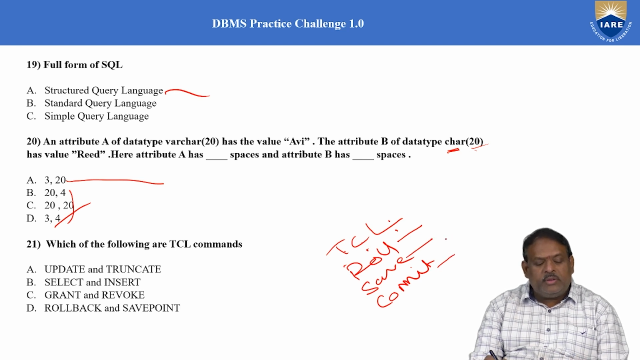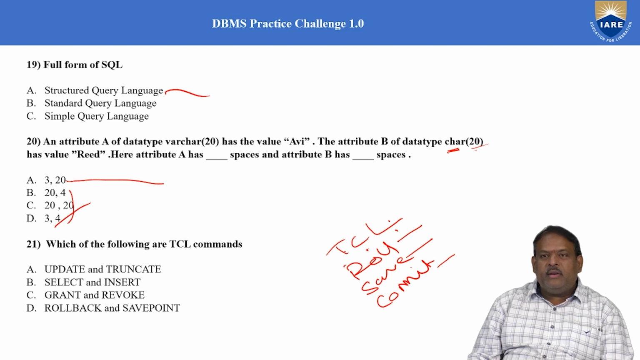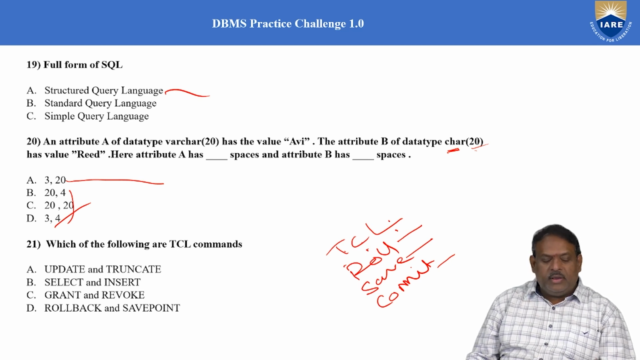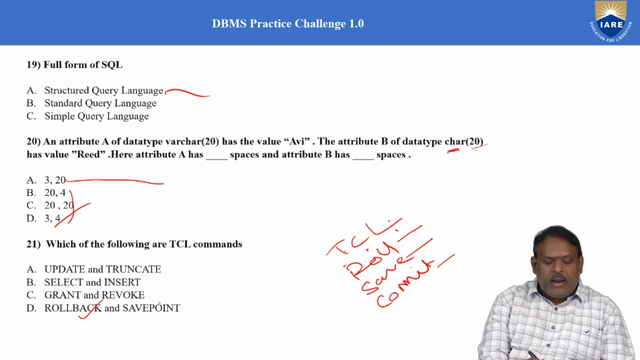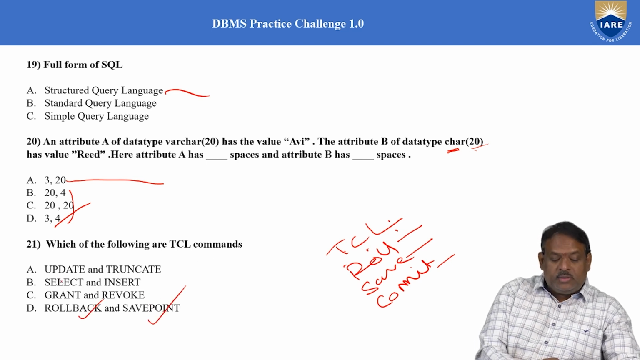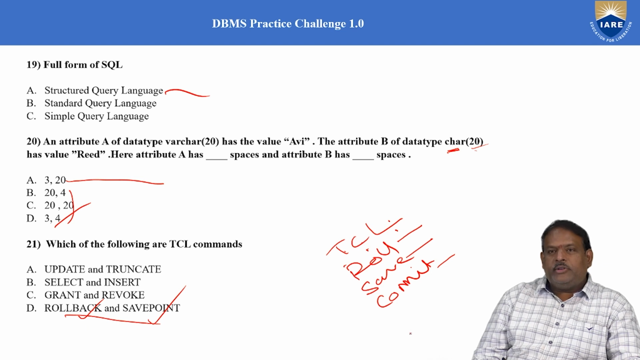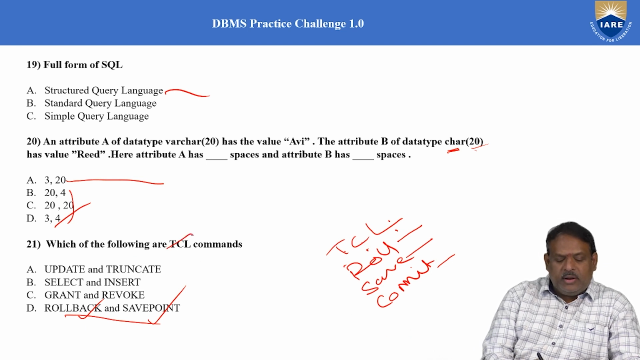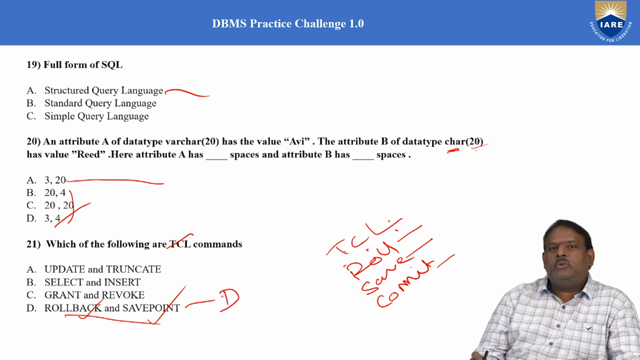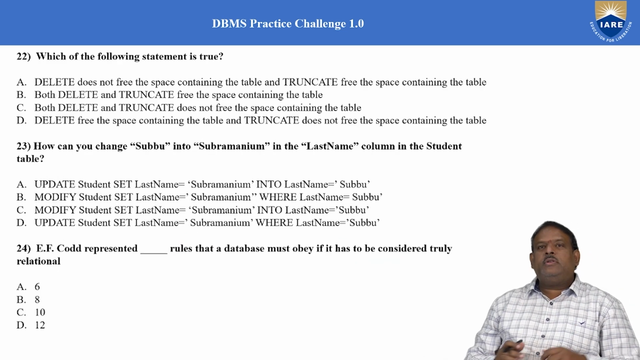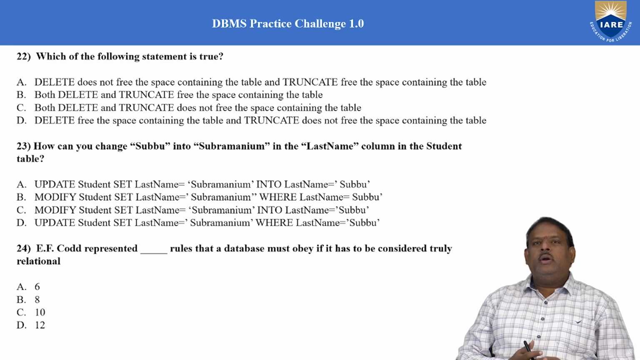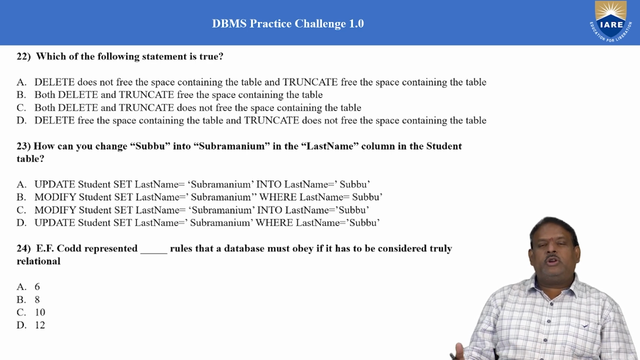So the question is, which of the following are TCL commands? Update and truncate are not a part of TCL. Select and insert are not a part of TCL. Grant and revoke are not part of TCL. So the answer is rollback and savepoint. These two options, rollback and savepoint, belong to TCL. The answer would be option D, that is rollback and savepoint belong to the command category called Transaction Control Language. So which of the following is true? Which of the following statements? Here we have 4 statements.